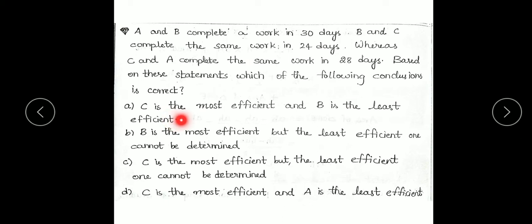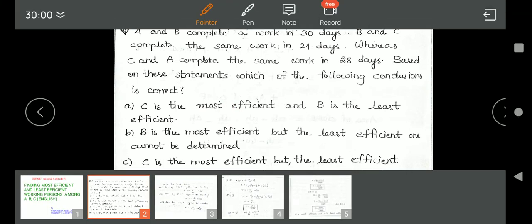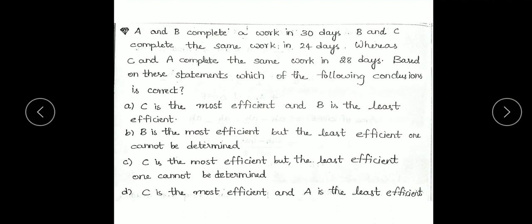That is, C is most efficient, B is least efficient. B is most efficient but the least efficient one cannot be determined. C is the most efficient but the least efficient one cannot be determined. And C is the most efficient and A is the least efficient. So these are the options. According to the options, what we need to find out is who is the most efficient one and who is the least efficient one among these three.